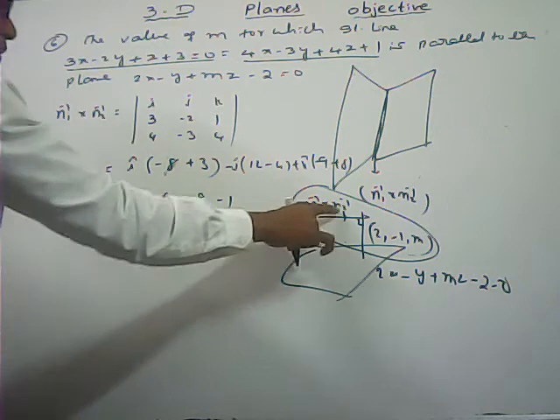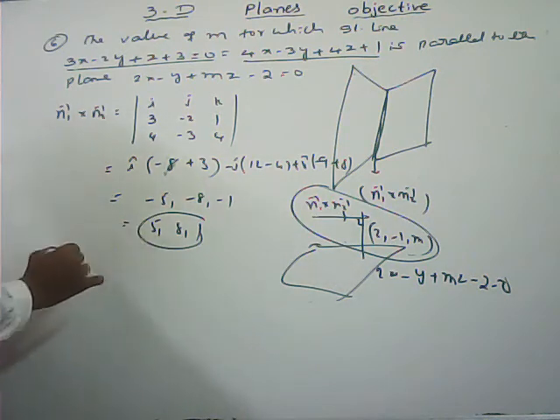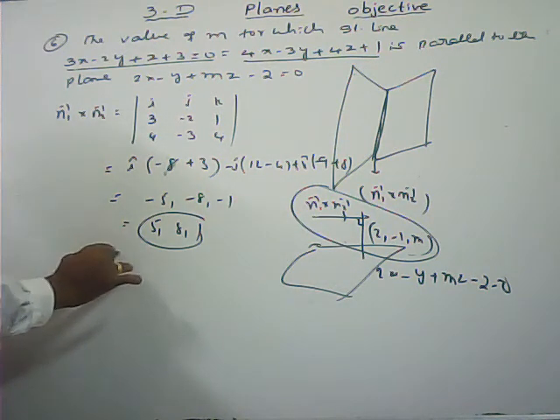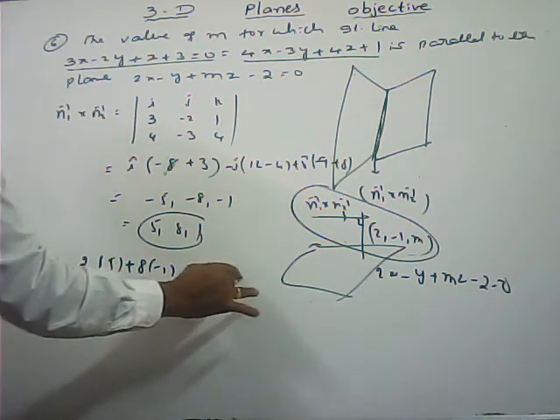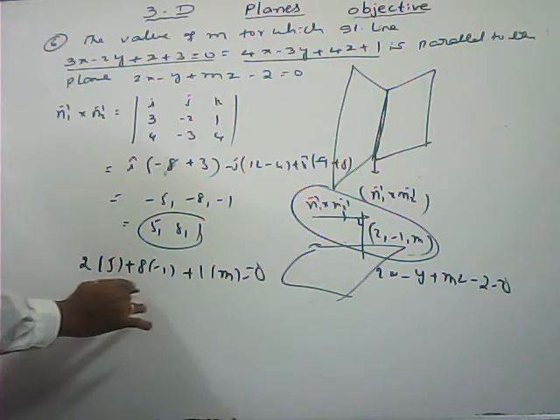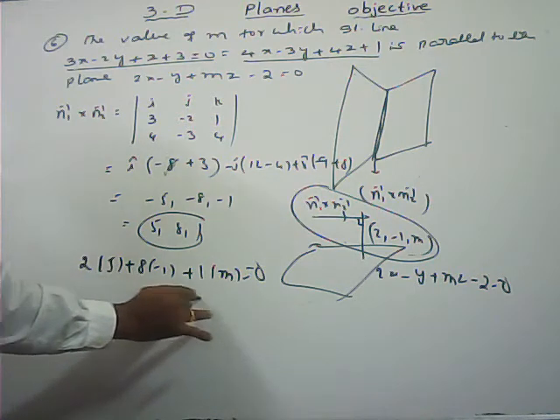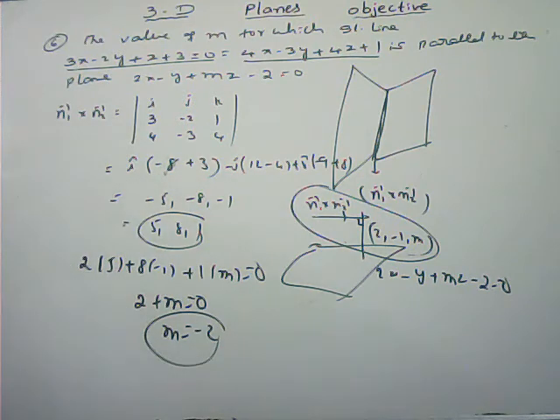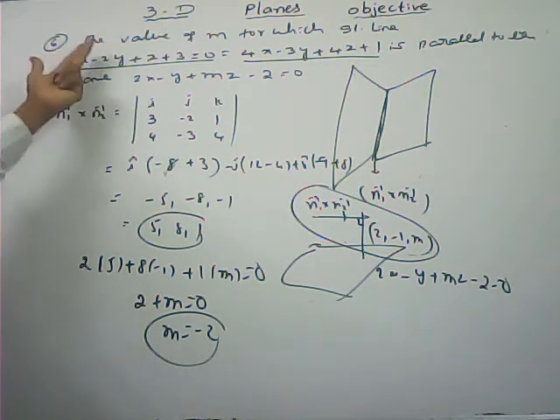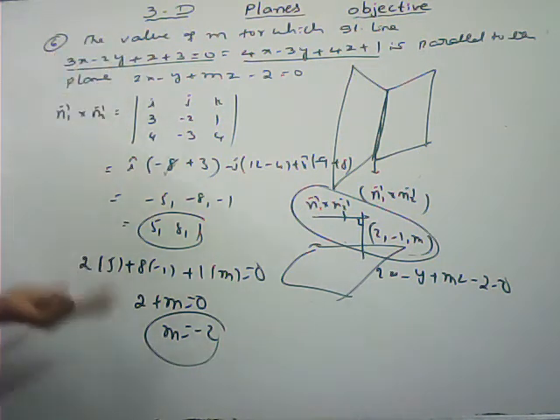What about n1 bar cross n2 bar? 5, 8, 1. So 2 into 5 plus 8 into minus 1 plus 1 into m is equal to 0. 10 minus 8, that is 2, plus m is equal to 0. m is equal to minus 2. Here they can ask integer type also. Then instead of the value of m, the modulus of m, that is 2.